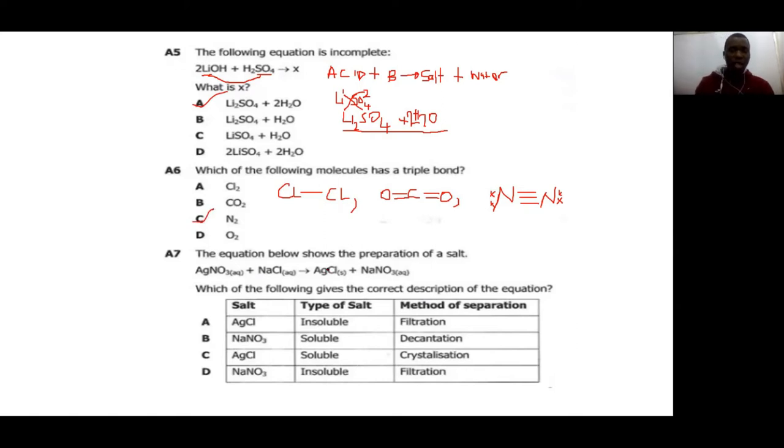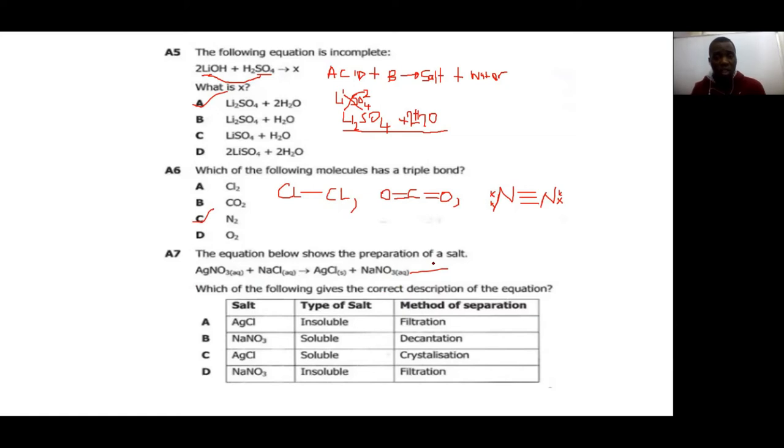Let's check our equation below, question 7. The question reads, the diagram below shows the preparation of a salt. So here, let's look at the salts that we have. So we have silver nitrate reacting with sodium chloride. These are both aqueous. So these are two soluble salts that are reacting to produce an insoluble salt and a soluble salt. So this type of reaction is what we call a double decomposition.